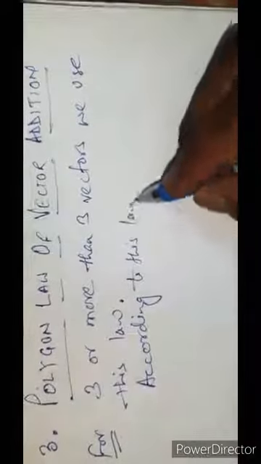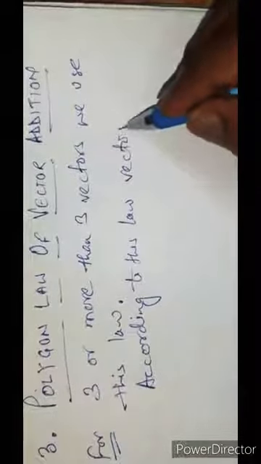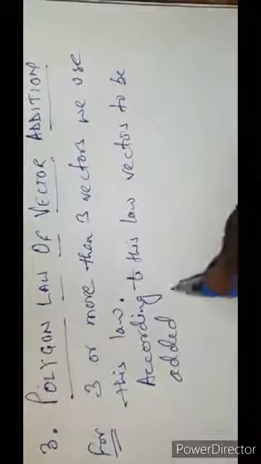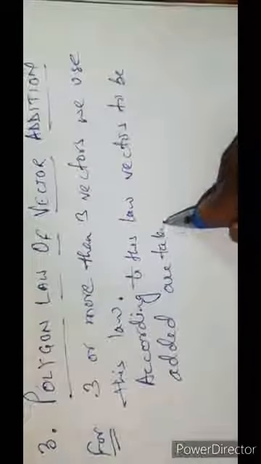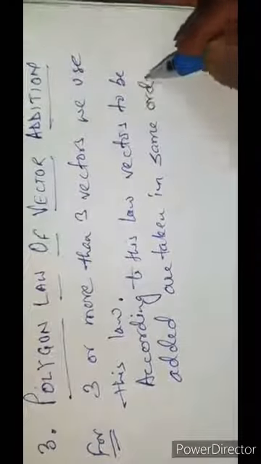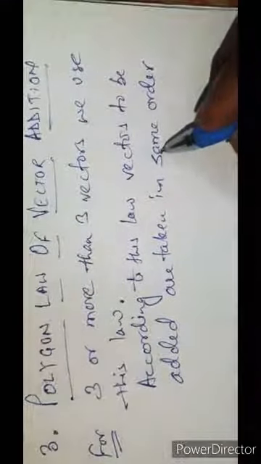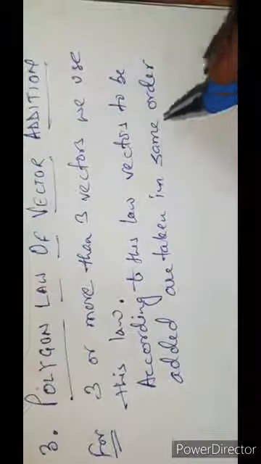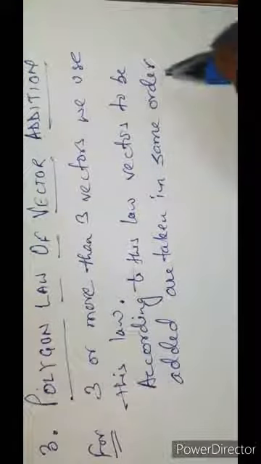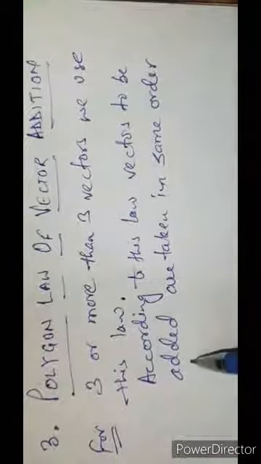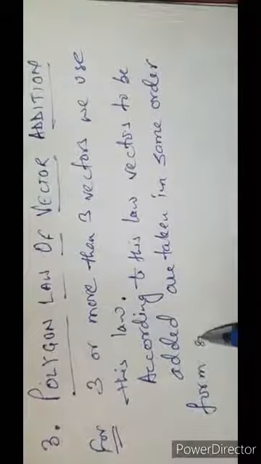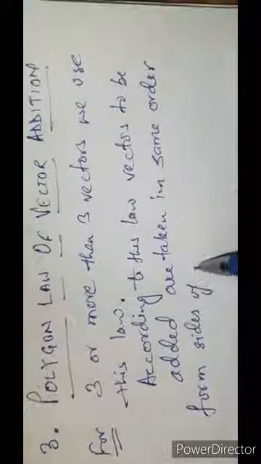In this law, vectors to be added are taken in same order. Same order means where one vector ends, the next vector starts from there. The terminal point of one vector acts as the initial point of the next vector. Taken in same order, they form sides of a polygon.